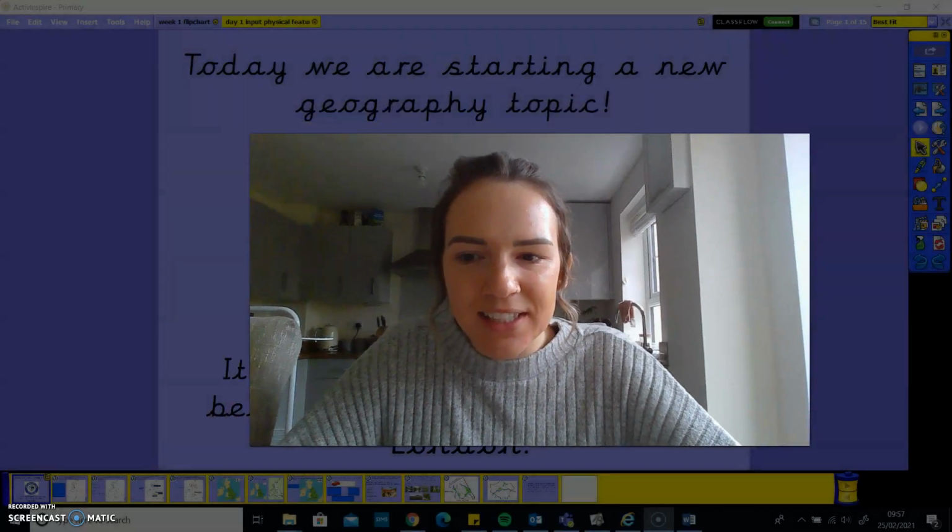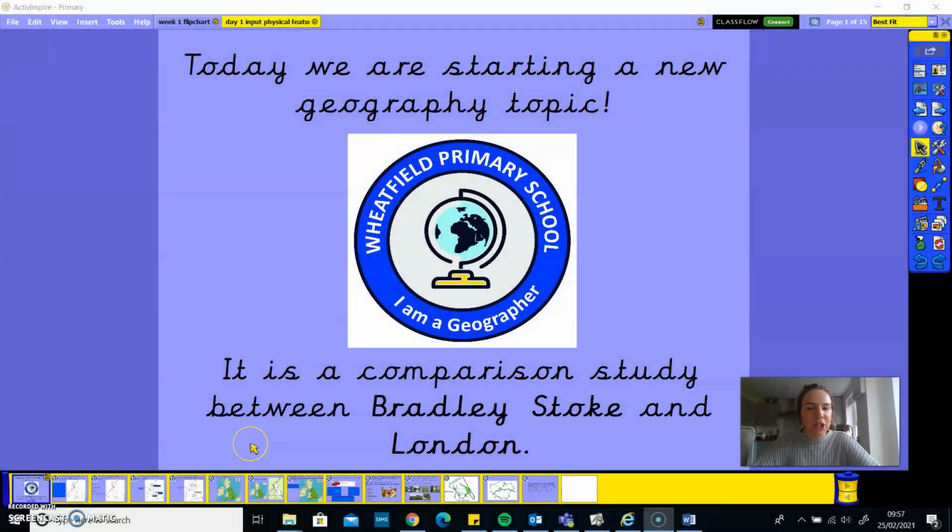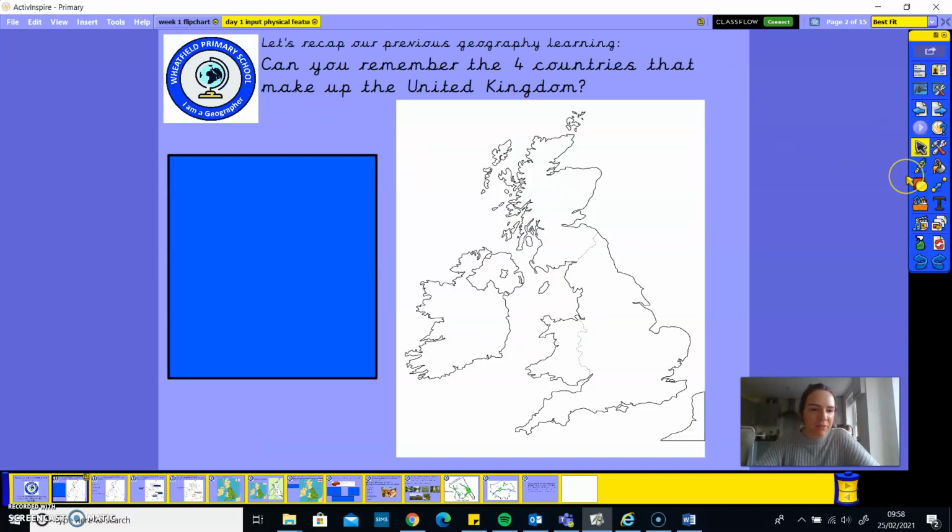So today we are starting a new geography topic, and it is going to be a comparison study between Bradley Stoke and London. What a comparison study means is we are going to compare the two places. We are going to look at the similarities, the things that are the same, and the differences, the things that are different. So first, we are going to recap our previous geography topic that we did at the beginning of the school year, so back in September.